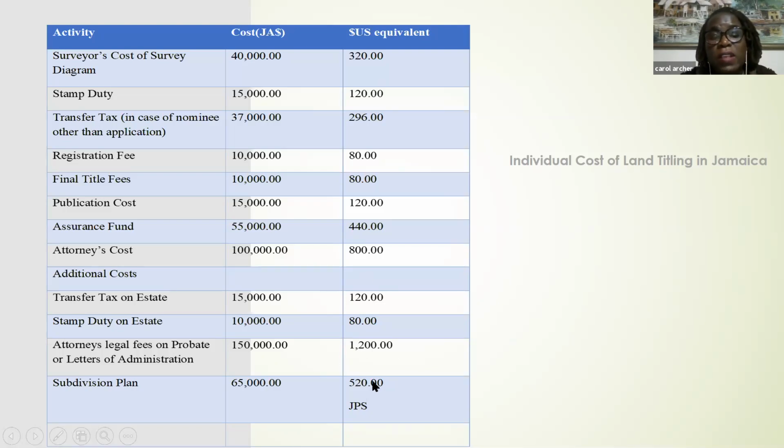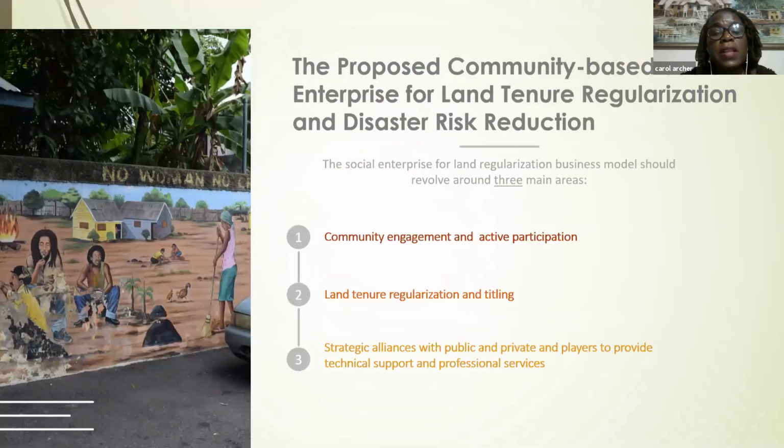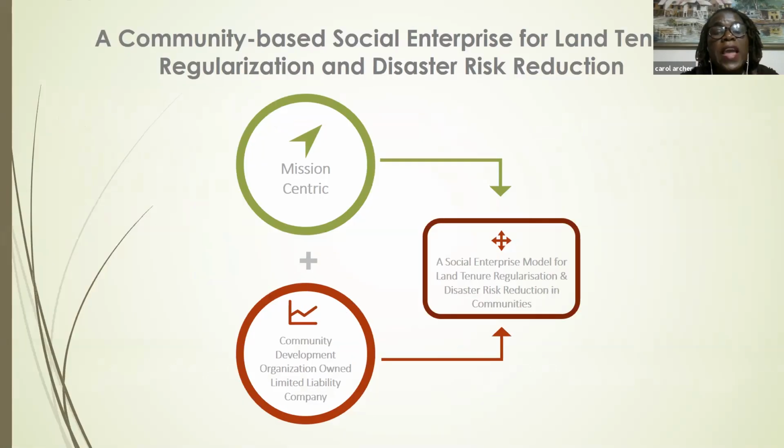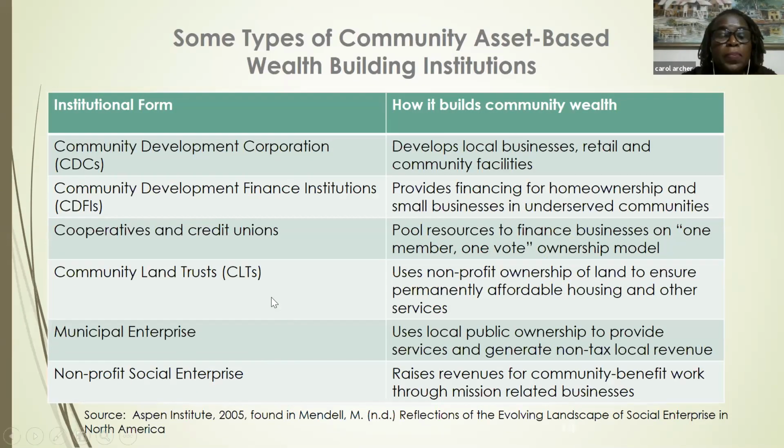And we had the US equivalent for the actual cost for individual title. This was prohibitive. So we then looked at an approach. We looked far and wide, and we saw a model that was widely used in the US, which was the community land trust model. And I know two or three of my colleagues earlier mentioned it. Now, this has never been implemented in the Caribbean, much less Jamaica.